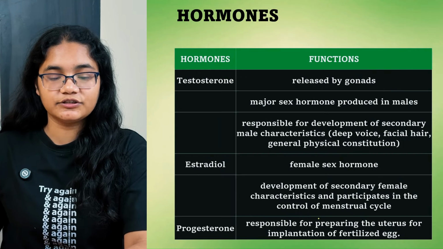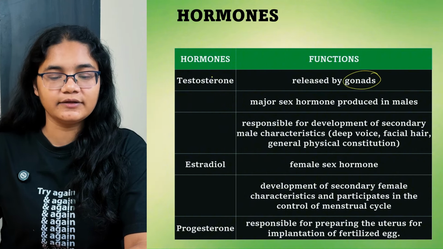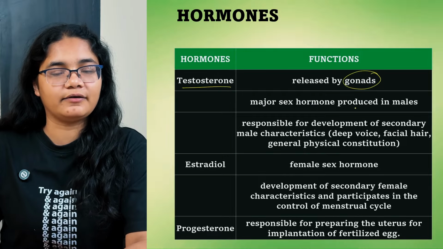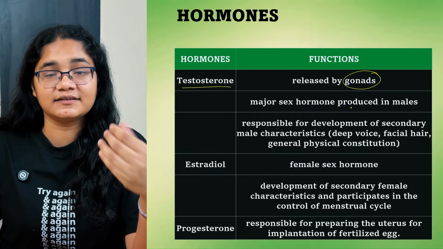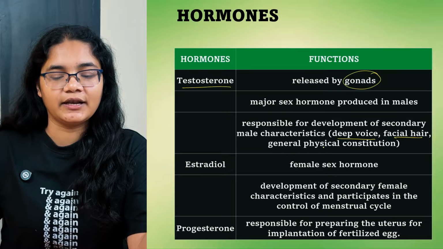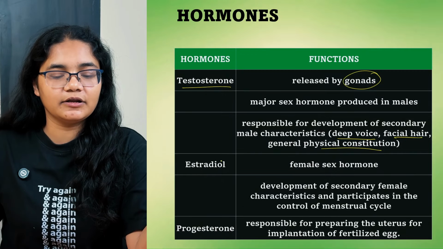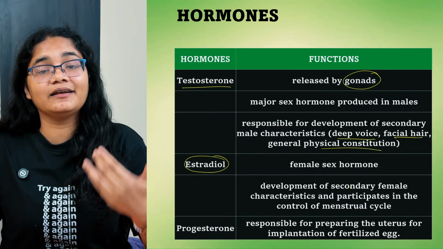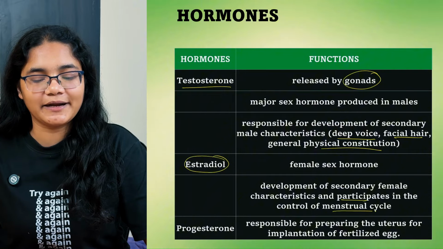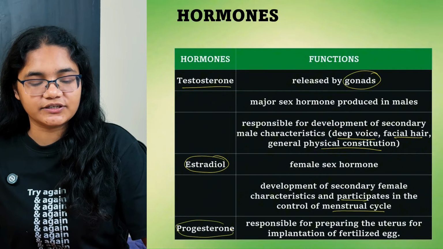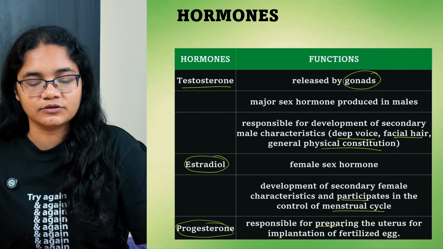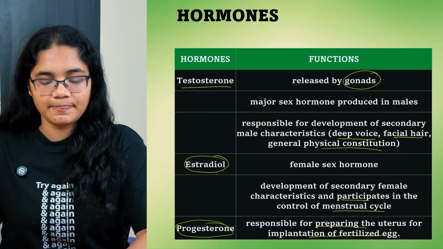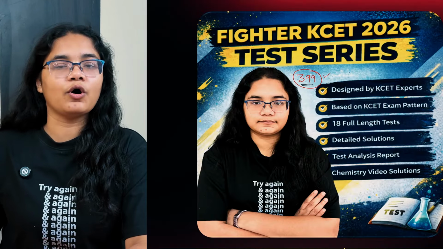Now the steroid hormones are also released by gonads. Okay, so the example here is testosterone, which is your major male hormone and responsible for the secondary characteristics in males, like deep voice, facial hair, and physical constitution. Similarly, we have estradiol, which is a female hormone and is responsible for development of secondary female characteristics and participates in the menstrual cycle. And similarly, progesterone is also a hormone which is responsible for preparing the uterus for implantation of the fertilized egg. Okay, children, this is all about the hormones.